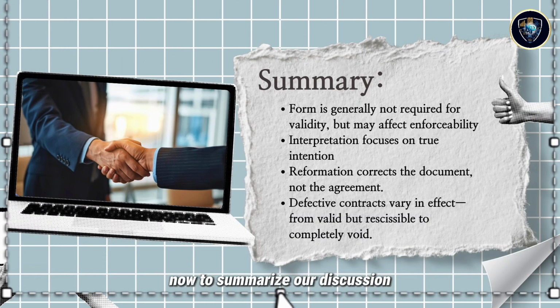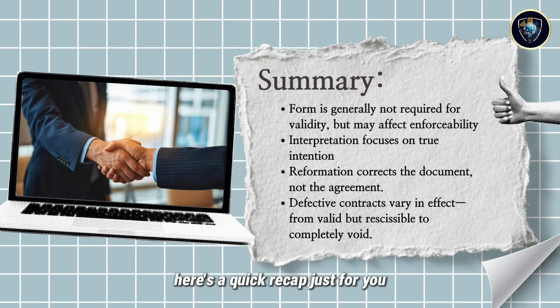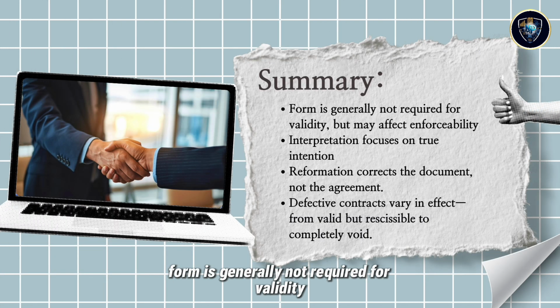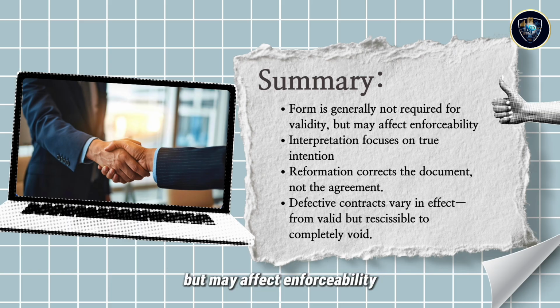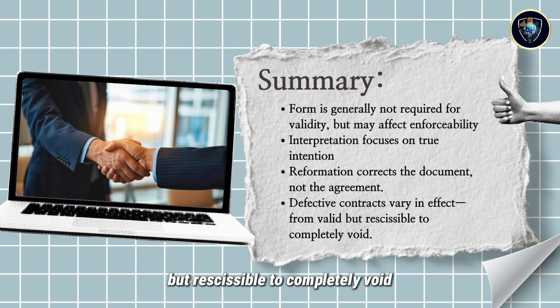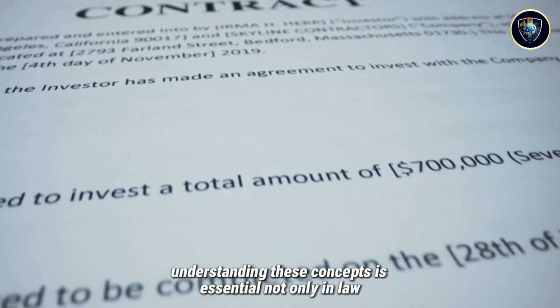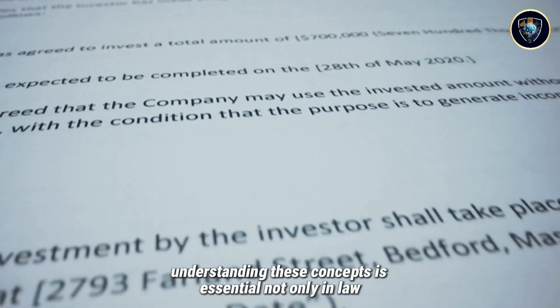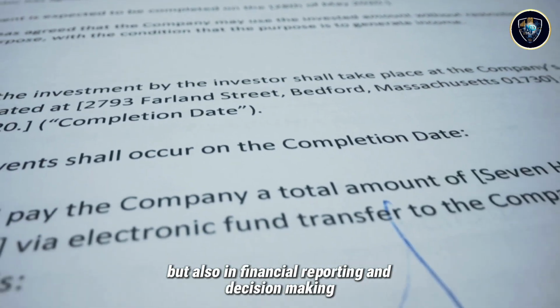Now, to summarize our discussion, here's a quick recap just for you. Form is generally not required for validity, but may affect enforceability. Interpretation focuses on true intention. Reformation corrects the document, not the agreement. Defective contracts vary in effect, from valid but rescissible to completely void. Understanding these concepts is essential not only in law, but also in financial reporting and decision-making.